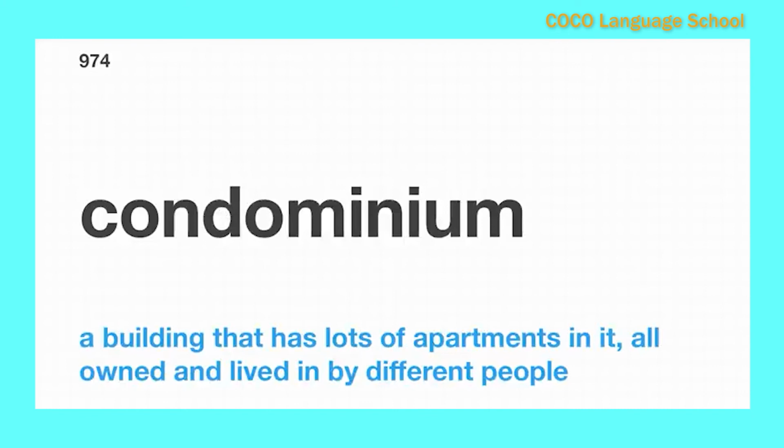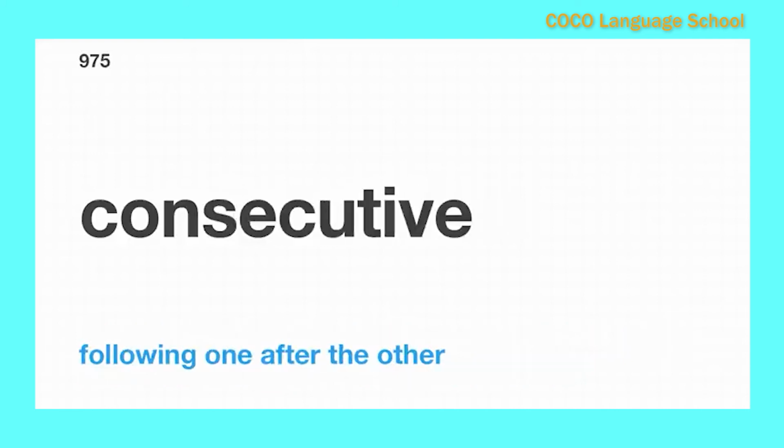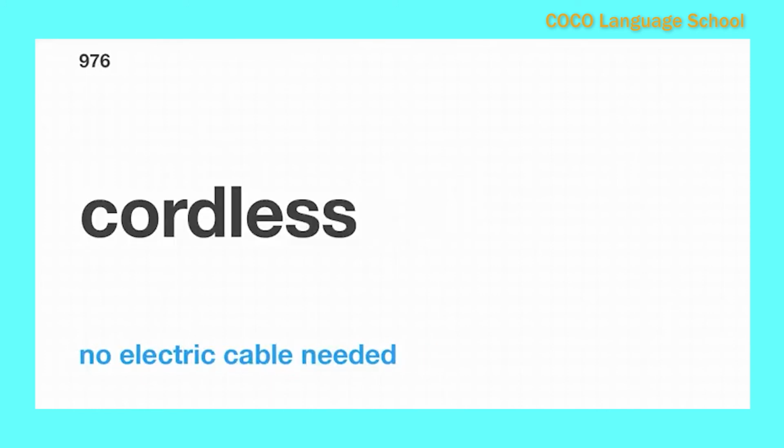A building that has lots of apartments in it, all owned and lived in by different people. Condominium. Following one after the other. Consecutive. No electric cable needed. Cordless.